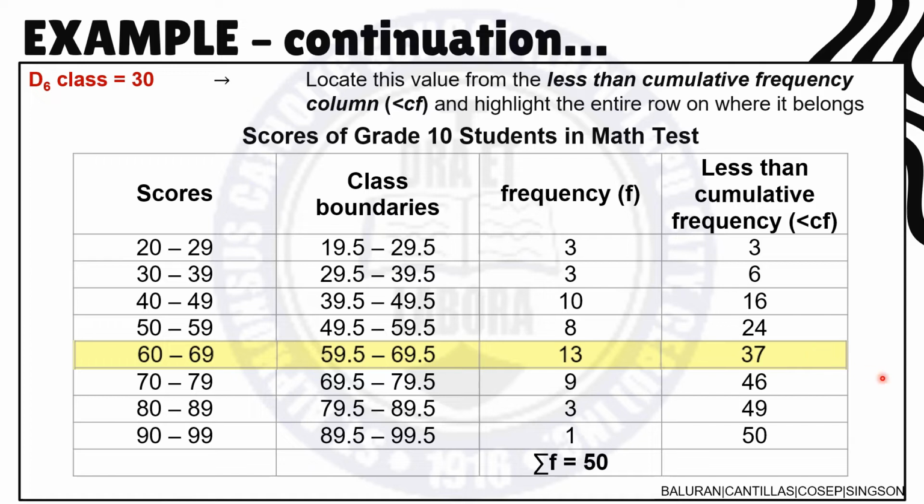After which, we have to label D sub 6 class. And then, we have to find the following values. So we have 59.5, which should be our LBDC. 24 will be our CF below. 13 would be our frequency.